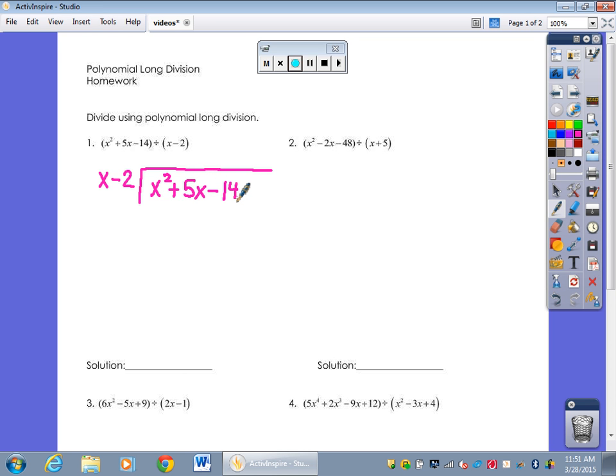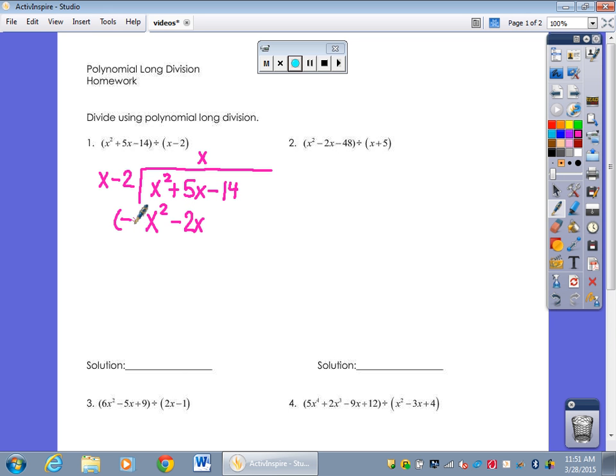Now, we start with the x on the outside of the x minus 2. So that x times what? You're having to multiply. X times what gives you x squared? And the answer is x. So that goes, notice, in the same column as where the x's are. So x times x, now we're going to multiply this so it's like you're distributing. So x times x is x squared, and we're going to put that underneath the x squared. And then x times negative 2 is negative 2x.